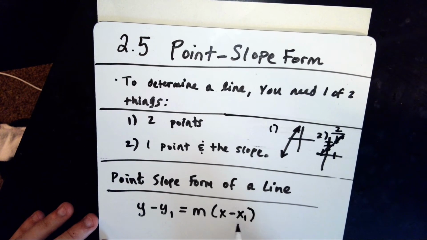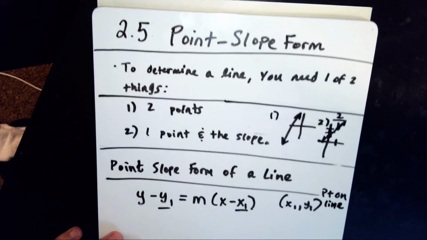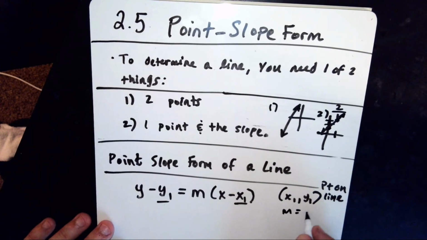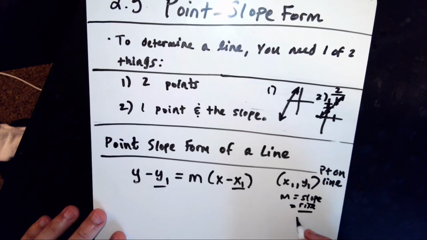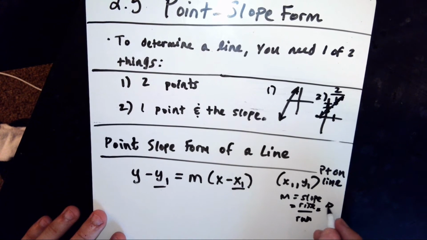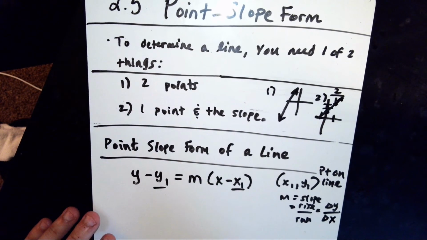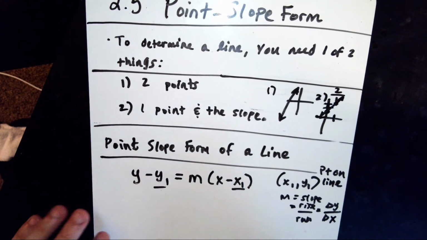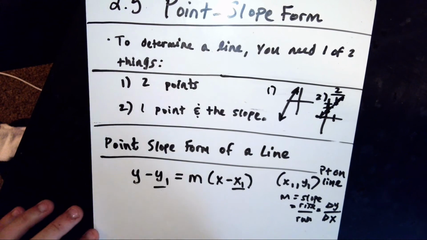And then note that x1, y1 is just a point on that line, and m is what it was before. M is just the slope, the rise over run, or you could also think about it as the change in the y value over the change in x, or the change in the output over the change in the input. So this is just all the same stuff from before. So now what we can do with this is we can cover an example.